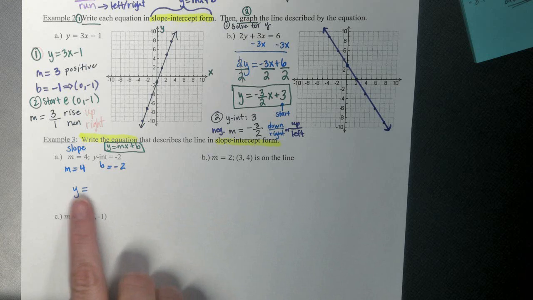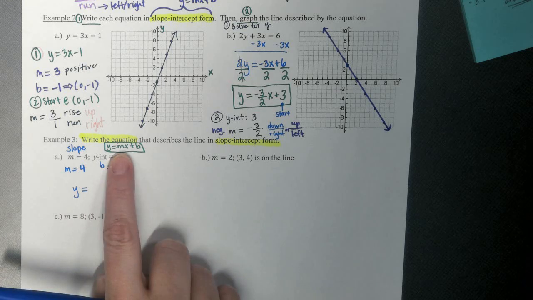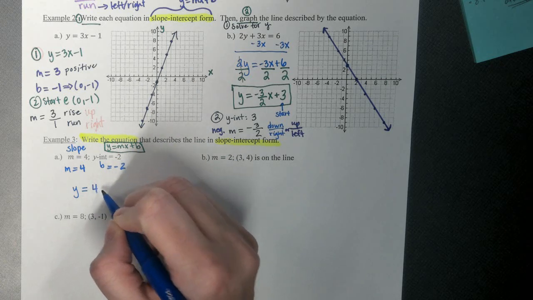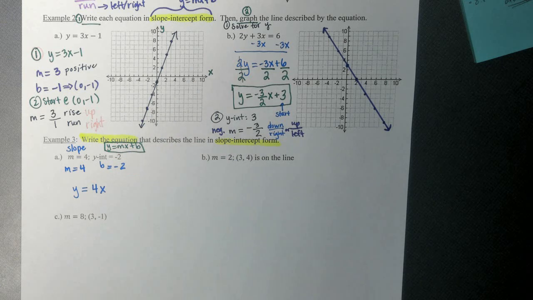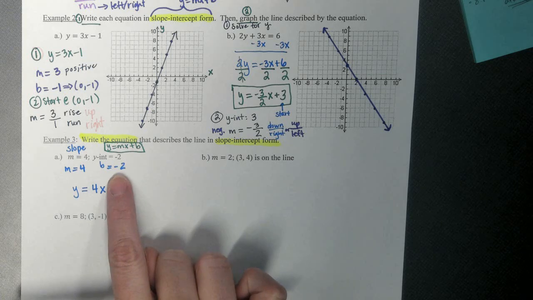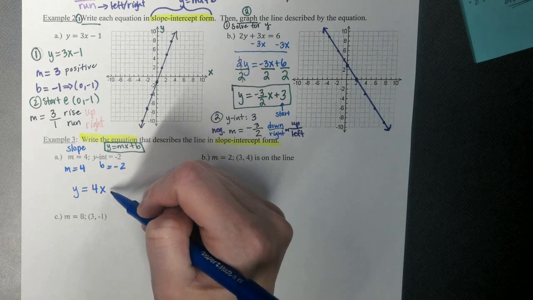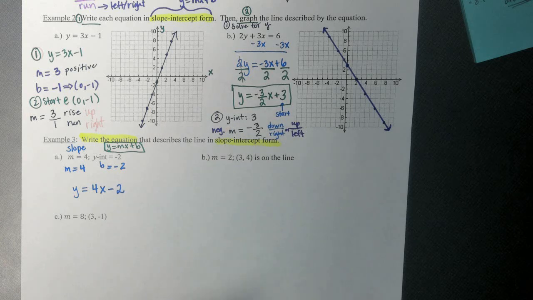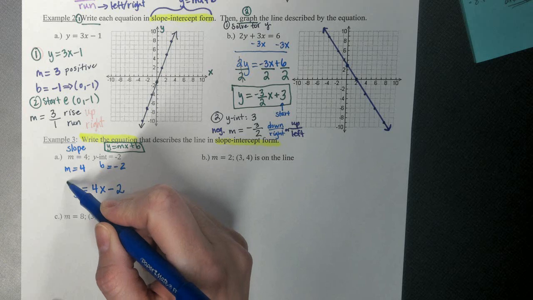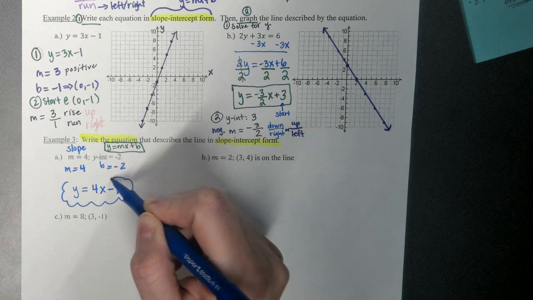Okay. So y equals, and then what are we going to plug in for m? What does m equal? 4. Okay, so it would be 4, and then you don't plug anything in for x. Now, it says plus b, but if it's a negative, okay, plus a negative is just minus. So you're going to have 4x minus 2. That is your answer.